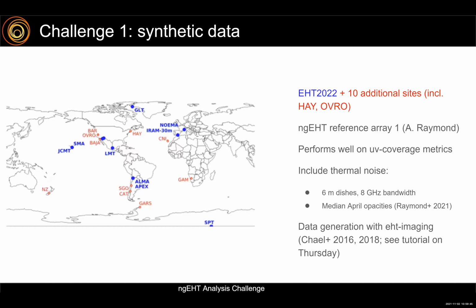And for the data corruptions, we've kept it relatively simple. We did not add any systematics to the visibility amplitudes, but just thermal noise. And we based that thermal noise on the known parameters for the existing telescopes, and we had some 6-meter dishes for the EHT 2022 array and a bandwidth of 8 gigahertz. And we also added expected noise from the atmosphere based on the median opacities in April, as published by Alex Raymond in his 2021 paper. And we used EHT imaging to generate this data. And there will also be a tutorial session on Thursday where you can learn how to generate this kind of data yourself.